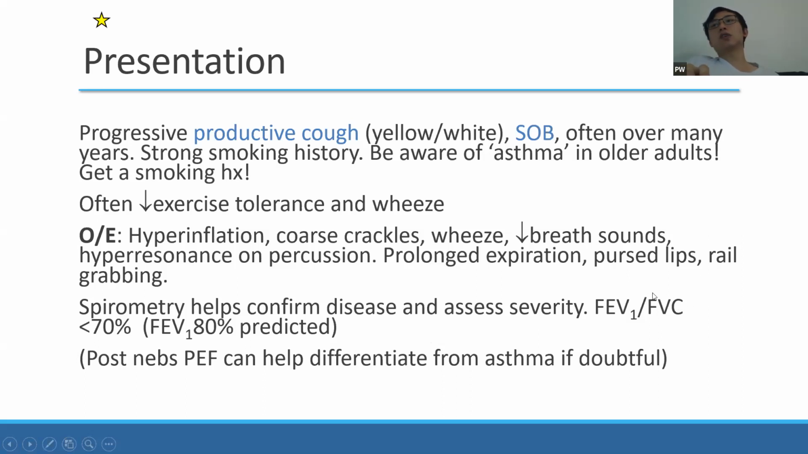You can see this obstructive picture, which is their FEV1 over FVC of less than 70%. So that's the obstructive picture, which I showed you about. And if it's bad, it might get restrictive. So it's that obstructive shape with a restrictive size, much smaller. So you can have a look at that peak flow after you give them some nebs. See if there's any reversibility. Reversibility is more indicative of asthma.